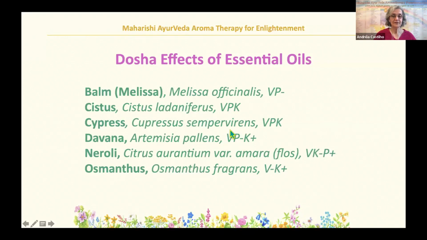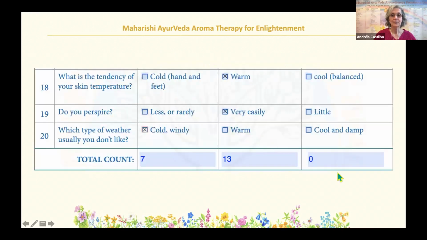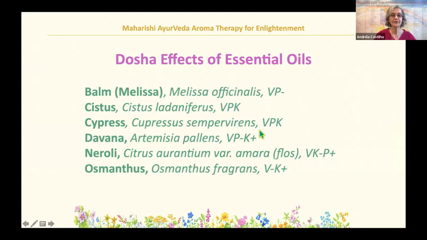Reducing Vata and Pitta is good, and increasing Kapha is okay because this person has a 0 Kapha score. So if you increase Kapha, that's not a bad thing at all. Now, in the case of Neroli, it reduces Vata and Kapha but increases Pitta, and this person is a Pitta Vata, so you don't want to increase Pitta, so you would not choose Neroli.